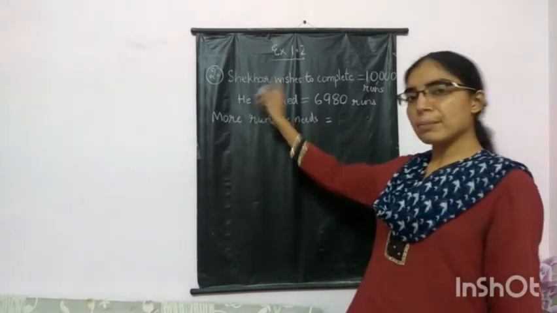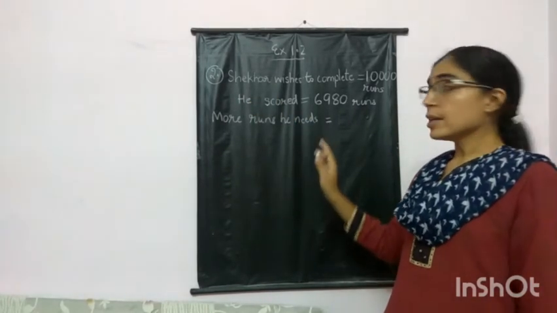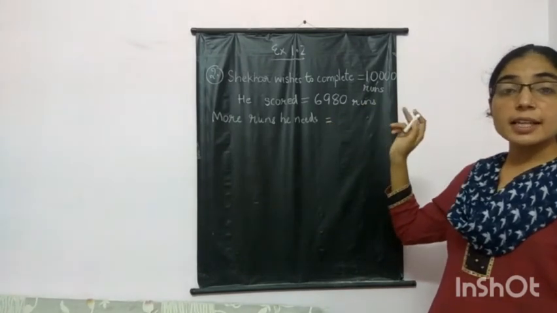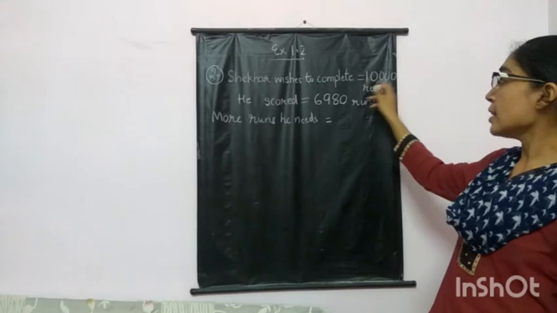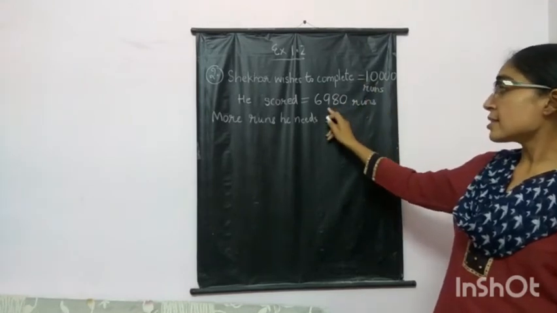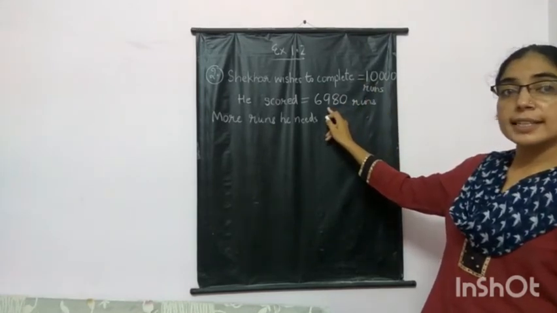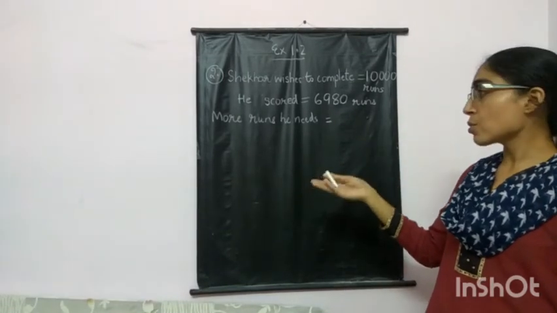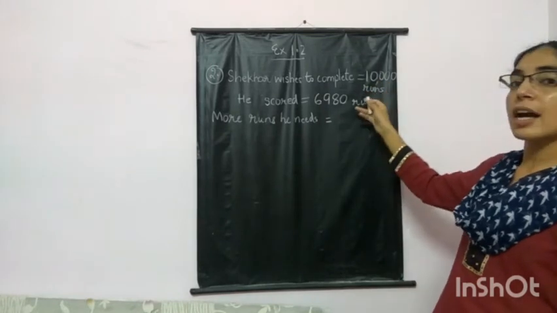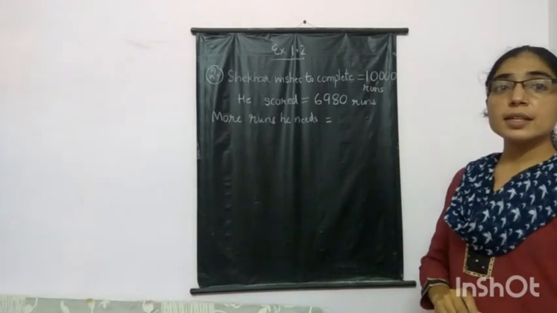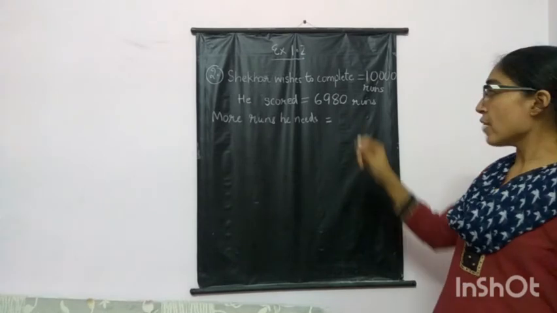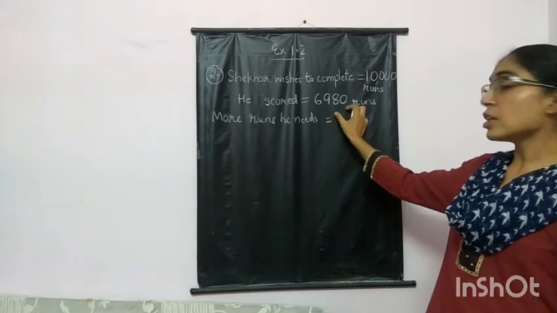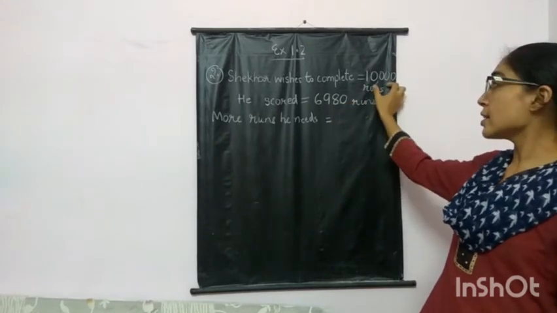See, Shekhar is a famous cricket player. Till now, he has scored 6,980 runs. But he has taken a target to complete 10,000 runs. So, he has just scored 6,980 runs. We need to find how much more runs he should score so that he completes his target of achieving 10,000 runs. So we have to find the remaining runs which he has to score so that his target is completed.